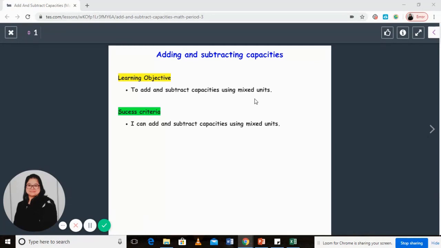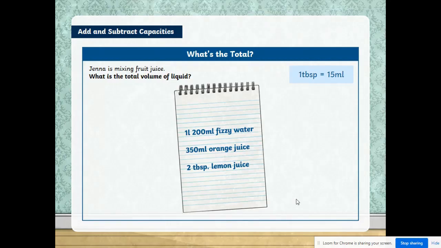So let's go ahead. Now, this lesson is all about applying what you have learned till now in volume and capacity. So I want you to pause the video and try the questions by yourself and later play the video to see whether what you have done is correct or not.